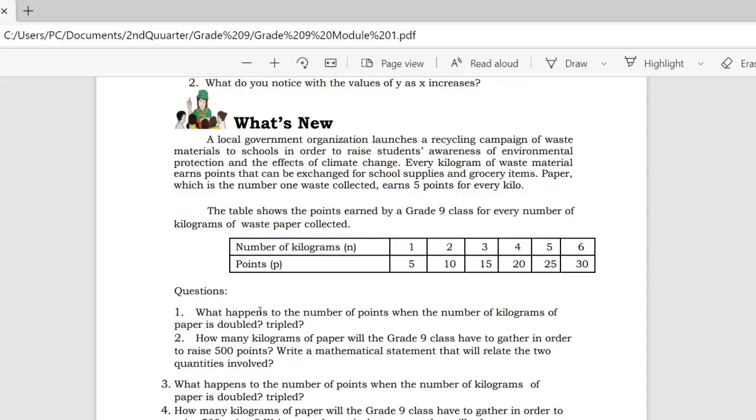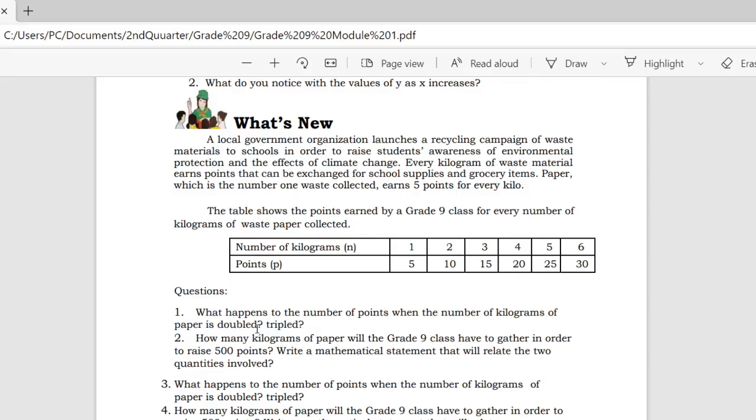Question: what happens to the number of points when the number of kilograms of paper is doubled? What happens to the number here? What happened to the number here if the number of kilograms of paper is doubled? How about if it is tripled? What can you say about the number of points when the number of kilograms is doubled? If it is tripled, what can you say about the number of points?